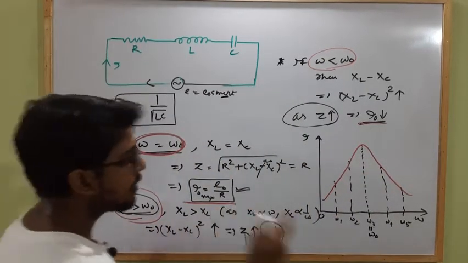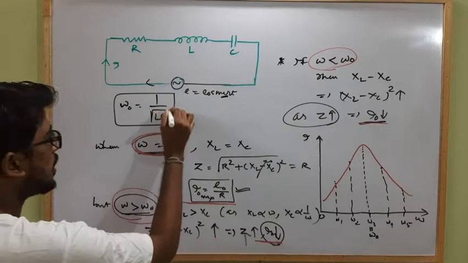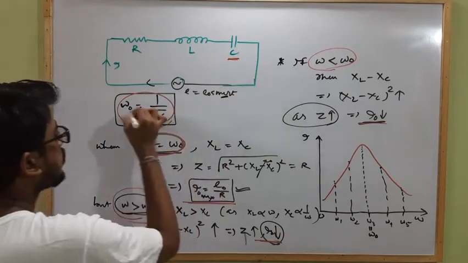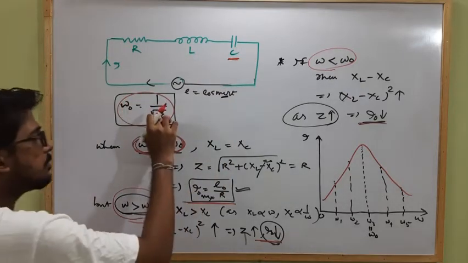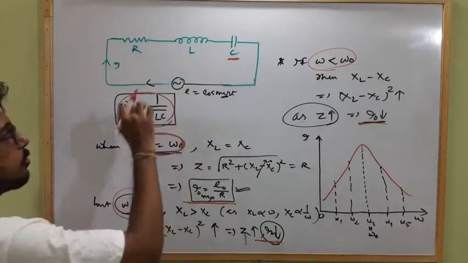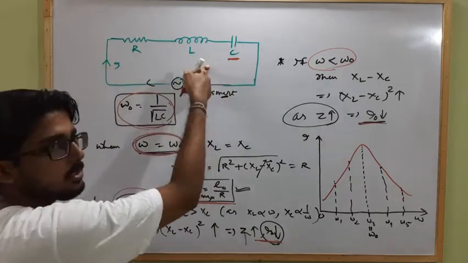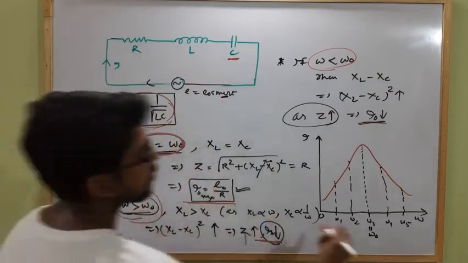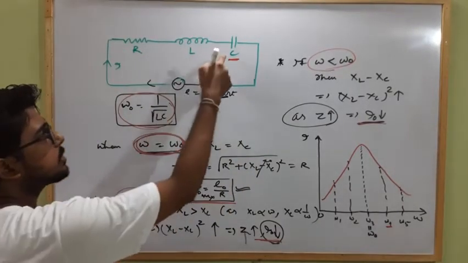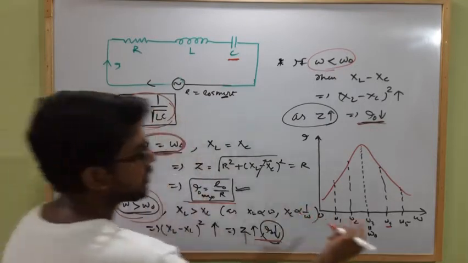Okay, if we want to make omega 4 equal to omega naught, we know omega naught equals 1 by under root of LC. Accordingly, if I change the value of C, the value of omega naught will change. If I decrease the value of capacitance, omega naught will increase. If I increase the value of capacitance, omega naught will decrease. So we can adjust omega naught. If I adjust omega naught of this LCR circuit so that its value increases and becomes equal to omega 4, that means I am decreasing the capacitance so that omega naught increases and becomes equal to omega 4.